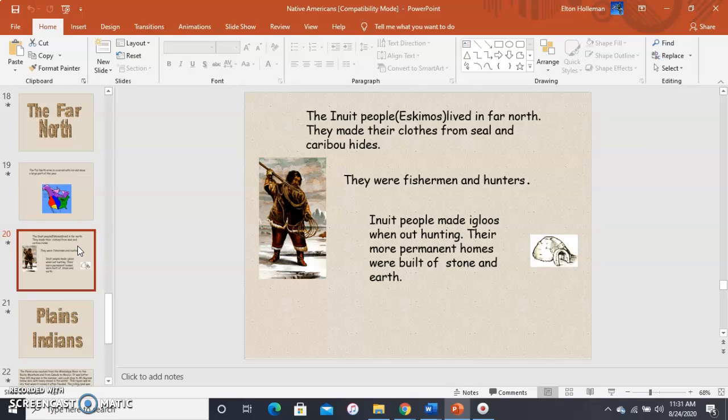So they lived in the far north. They made their clothes from seal and caribou hides. They fished and hunted. Inuit people made igloos when they were out on the hunt. Their more permanent homes were built of stone and earth. So don't think that they lived in igloos permanently. They did not. They only did this when they were hunting.